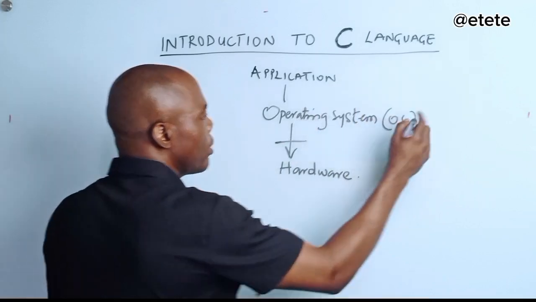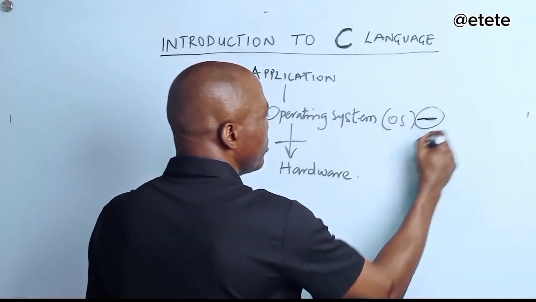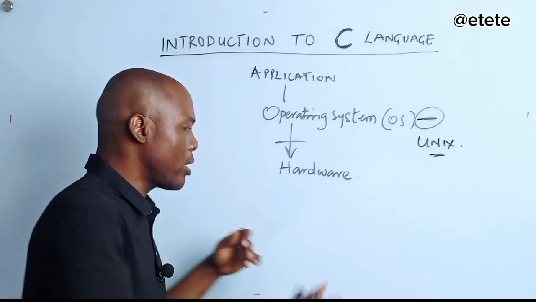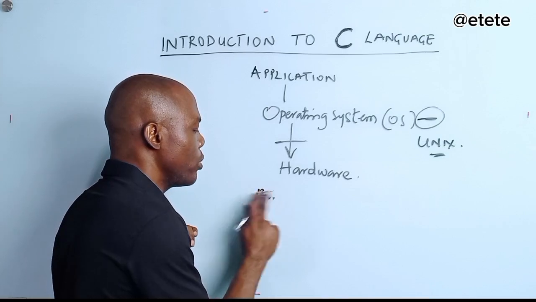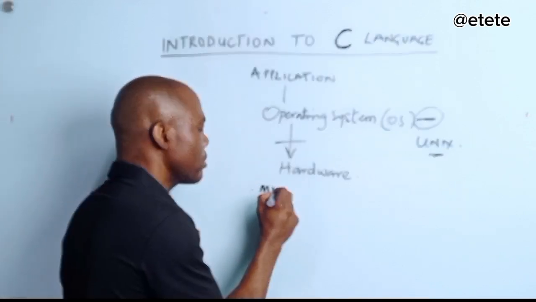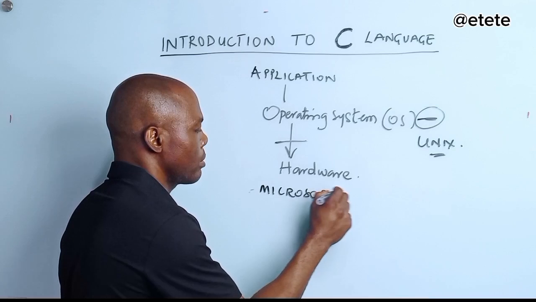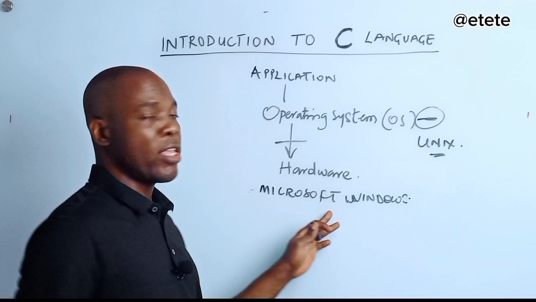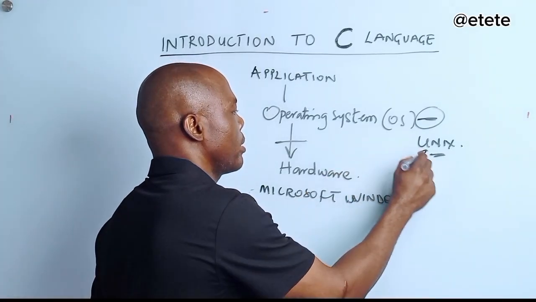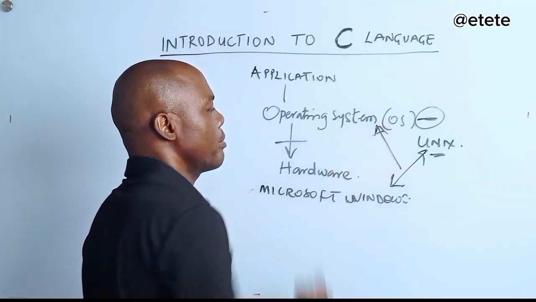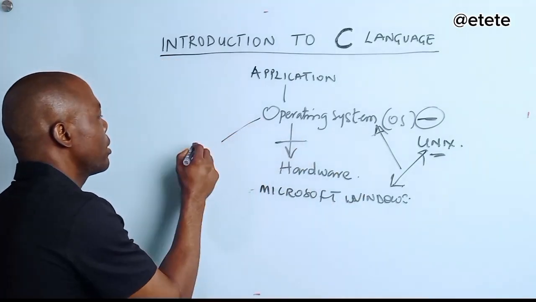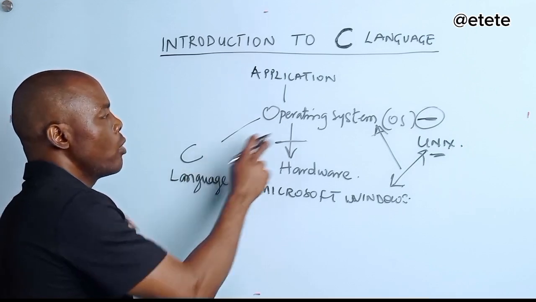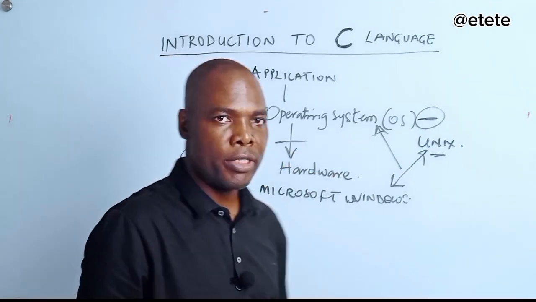So C was actually used to write the Unix operating system. We have other types of operating system, like your Microsoft Windows. That's another operating system. So C language was originally designed to write this operating system.